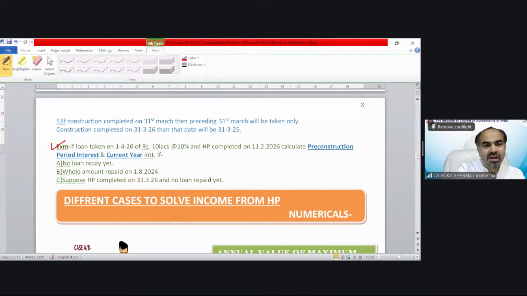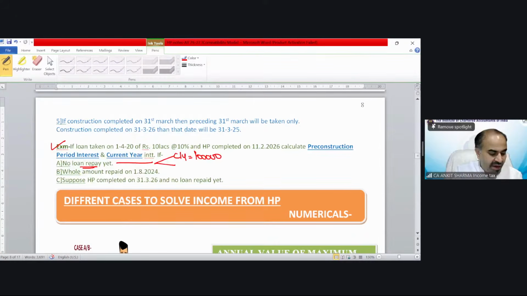So you need to give me the answer of point A. The correct answer of point number A, because no loan repay yet. Ketan has given the answer for current year interest. The correct answer is 1 lakh rupees.